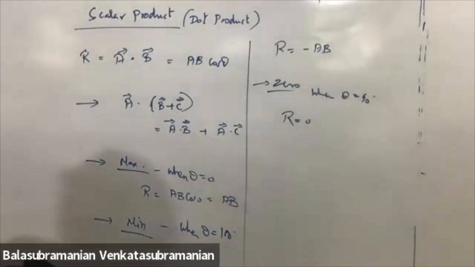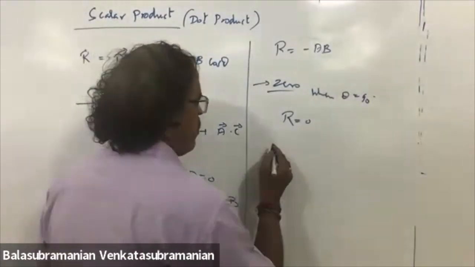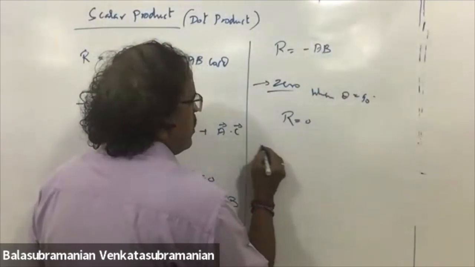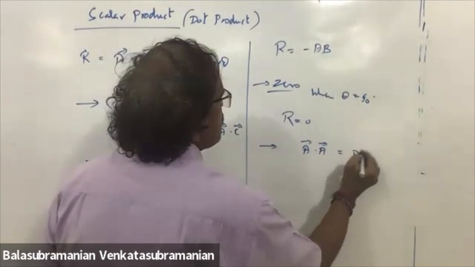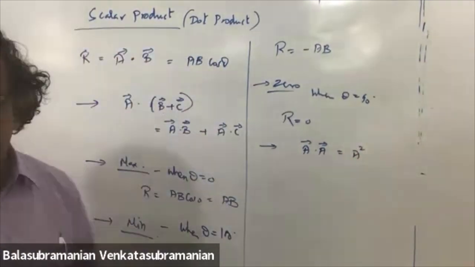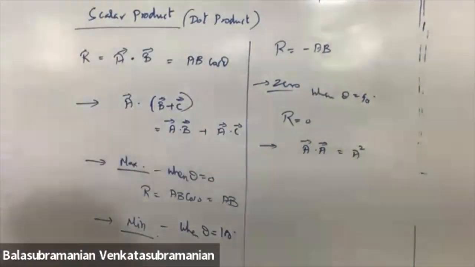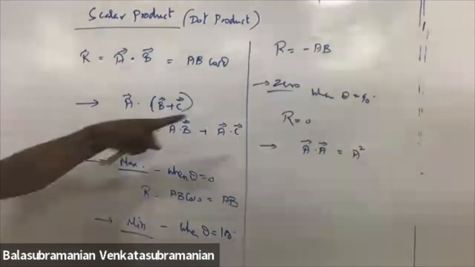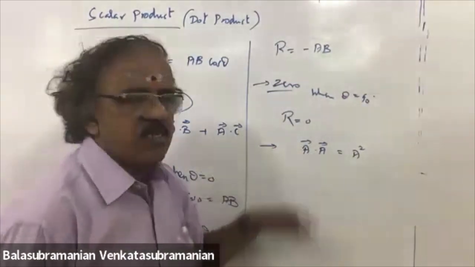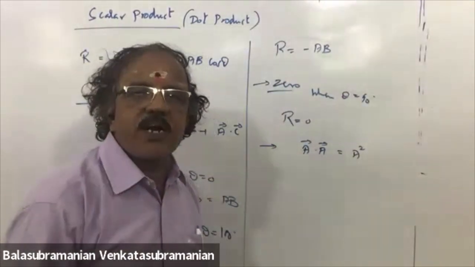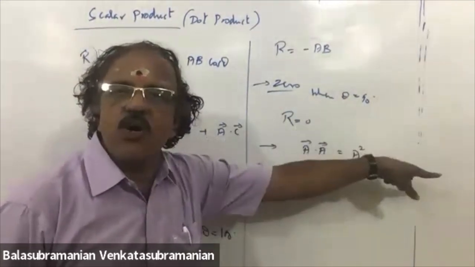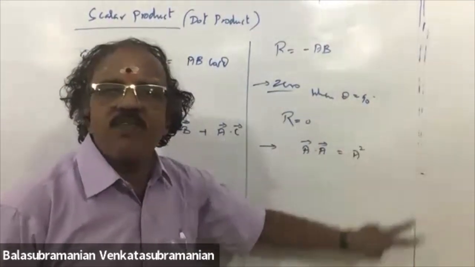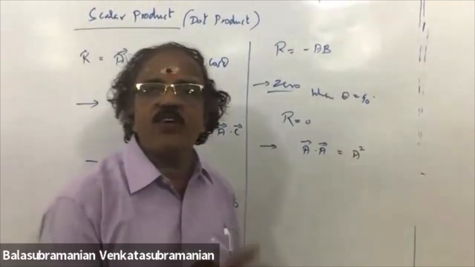Theta is equal to 0 means A dot A is A square. A dot A is called A square. That means self dot product. Self dot product means A dot A is equal to AA cos 0. Cos 0 is 1. So I will get A square. This is called self dot product.